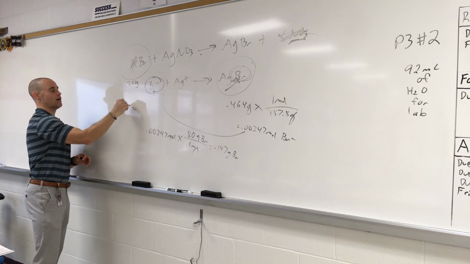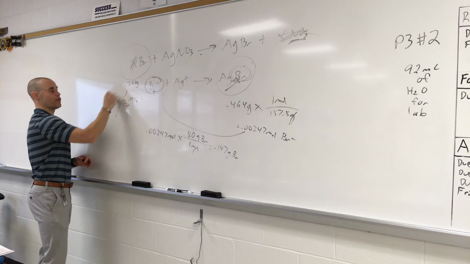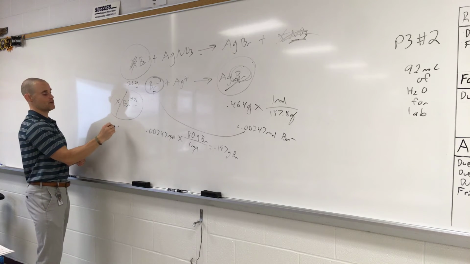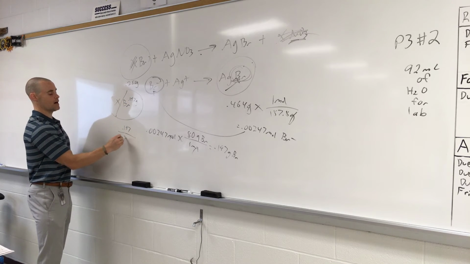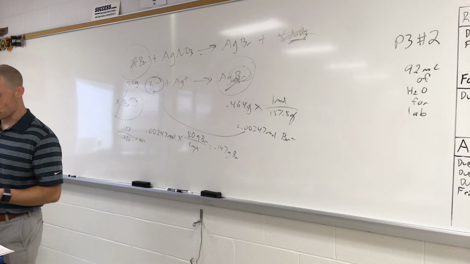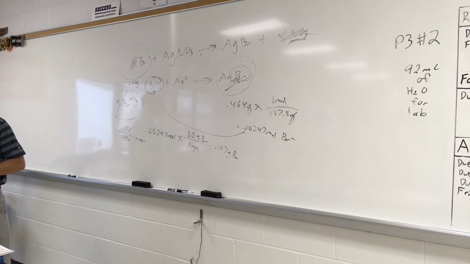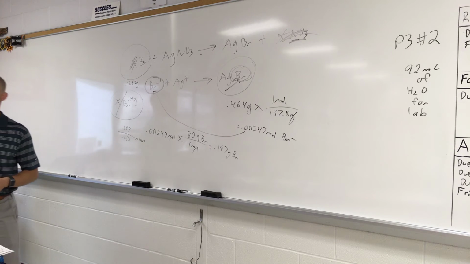So the Br part of it is 0.197. The whole thing is 0.25. So 0.197 divided by 0.25 times 100. Like I said, I got 78.8%. So that's how we do it.